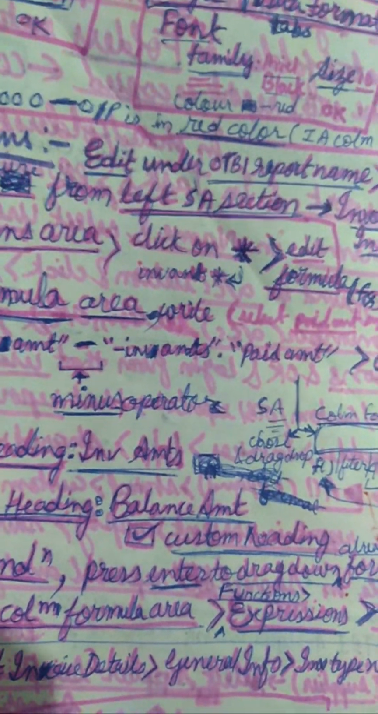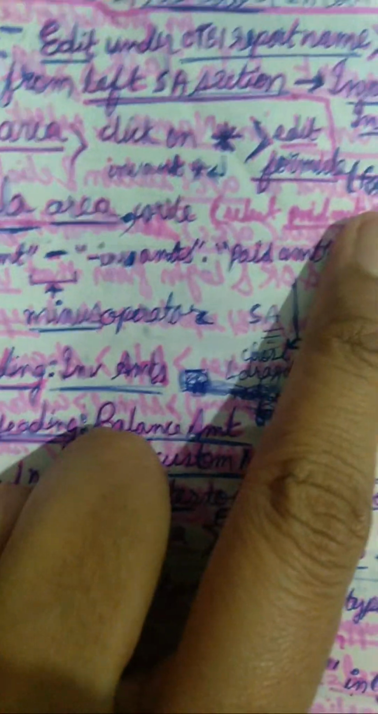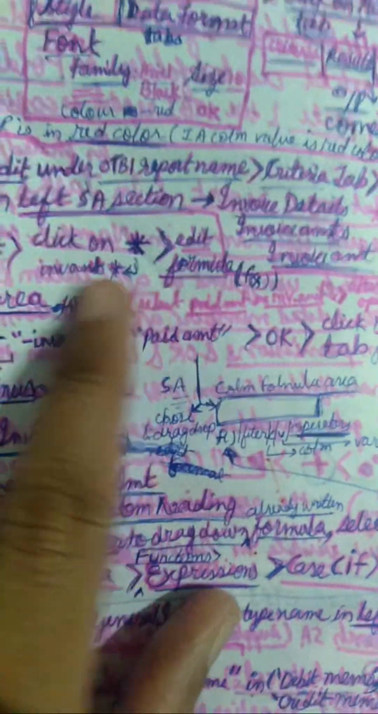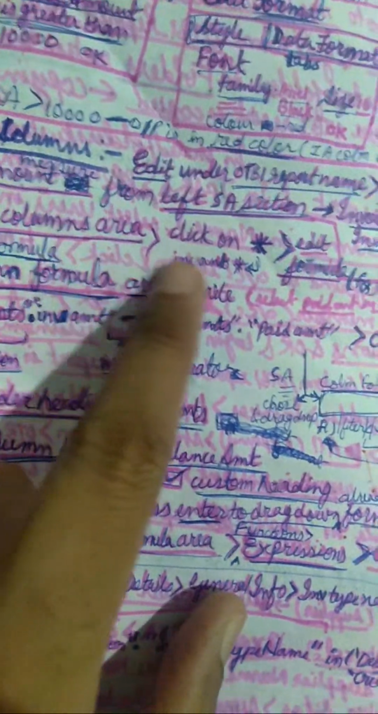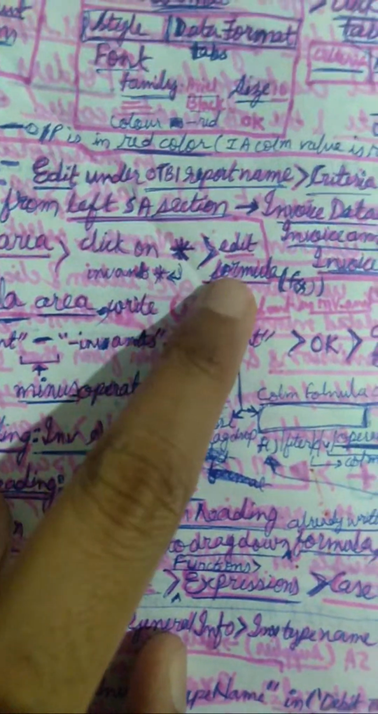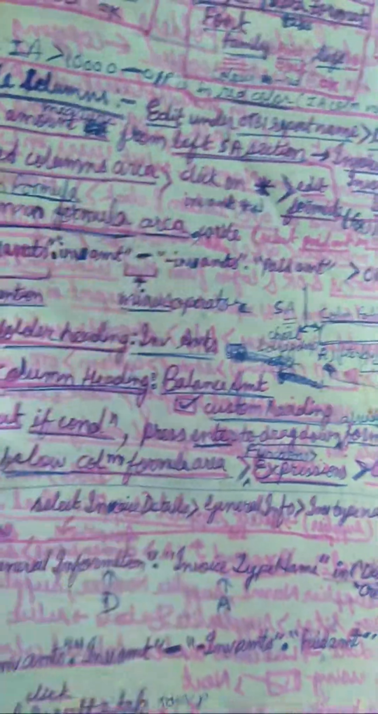We'll go to the criteria tab, and in the selected columns section, we'll drag and drop the column I want to change the formula of. Let's say I have invoice amount here, so we'll drag and drop it in the selected columns section. We'll click on the settings tab here, and then we'll click on edit formula. Now my column formula section appears here.